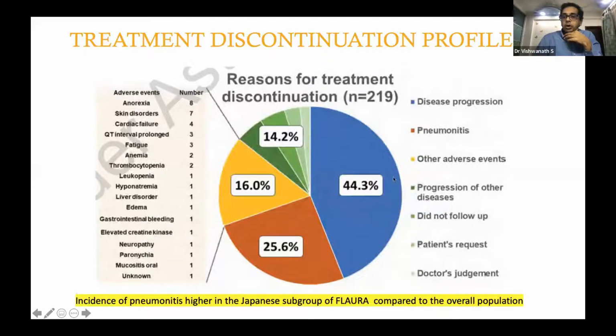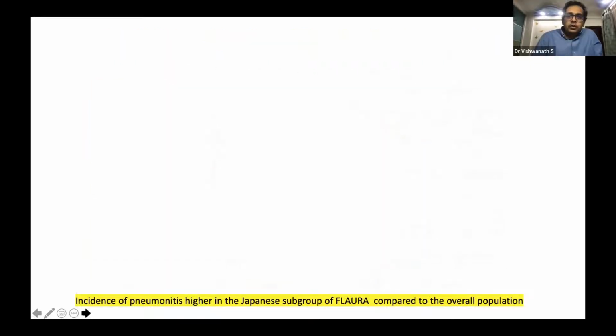And apart from the most common reason, of course, disease progression, 16% was attributable to other side effects, and the other reasons like non-compliant patients, patients' request and doctor's judgment comprised the rest of the 14 to 15% of the patients.